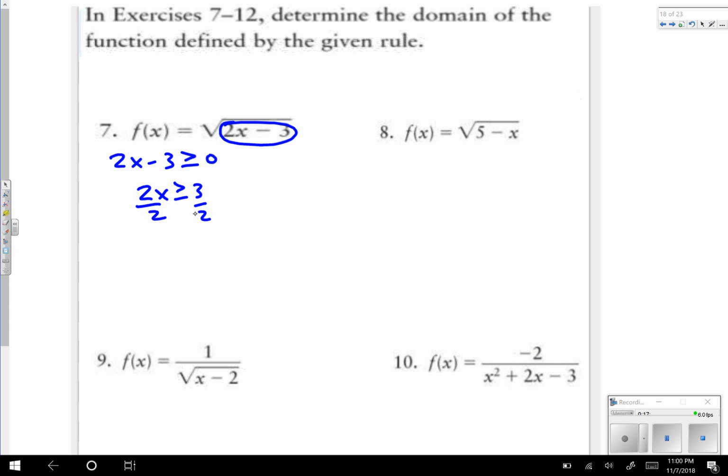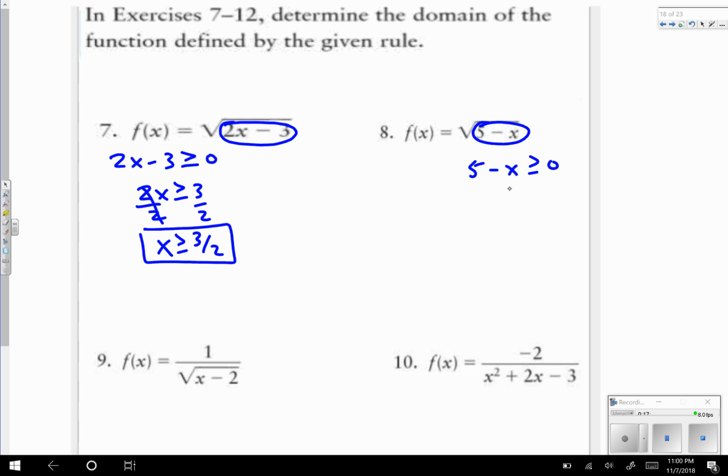Divide both sides by 2, and you get x is greater than or equal to 3 halves. So there's the domain. Over here, same concept. What's under the radical, we're going to set it greater than or equal to 0. So 5 minus x is greater than or equal to 0. And again, that's because under the radical, I can have 0 and above. I can't have anything less than 0 because it's going to make it negative.